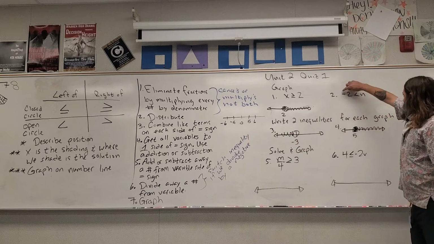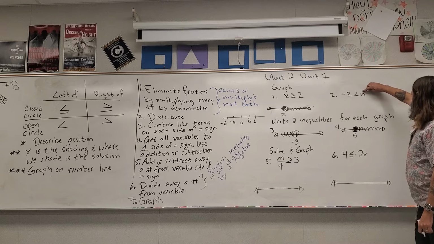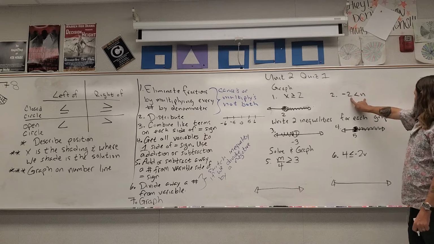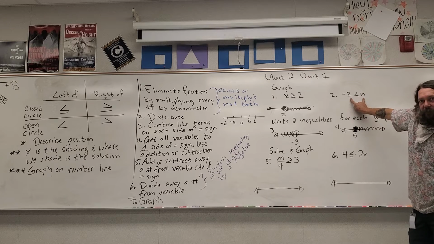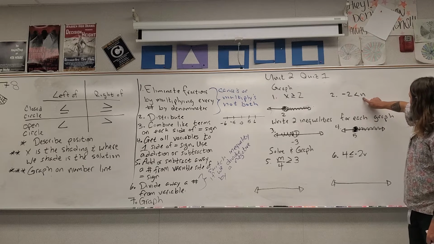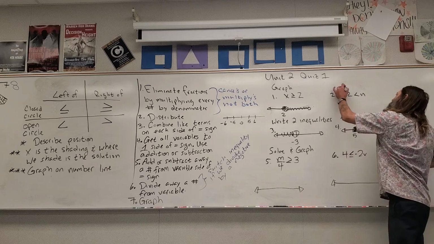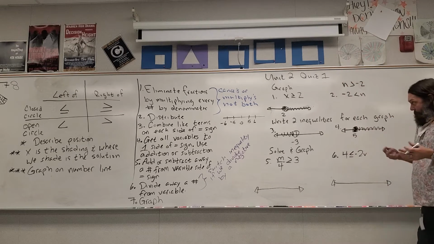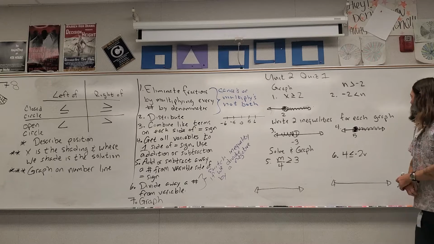Now, problem 2, it says negative 2 is on the left of the shading. I don't like talking about the number before the shading, so I want to change how I describe the positions. If negative 2 is on the left of n, that means that n is on the right of negative 2. We're just describing where they're at.